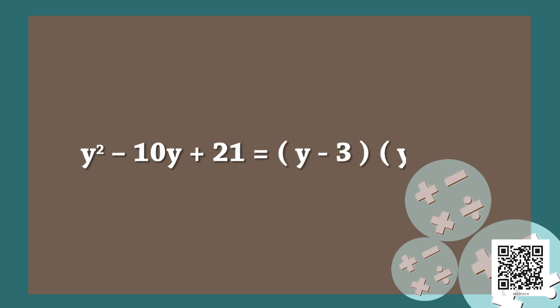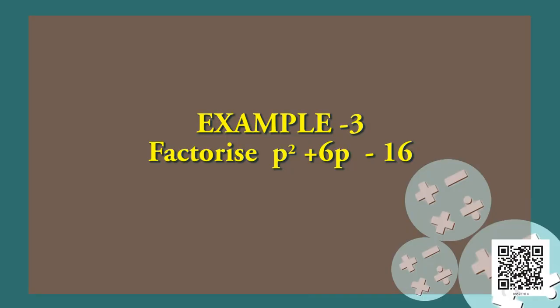So, the factorized form of the given algebraic expression is y square minus 10y plus 21 is equal to y minus 3 into y minus 7. Thus, the required factors are y minus 3 and y minus 7. Now, let us take one more example. Example 3, factorize p square plus 6p minus 16.